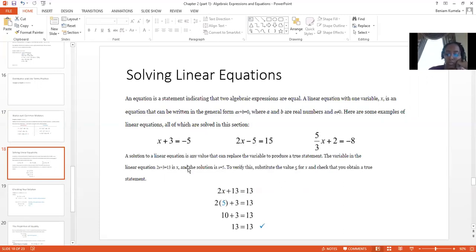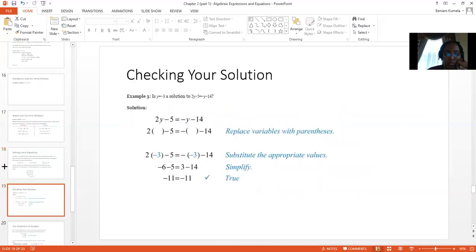So the solution to a linear equation is any value that can replace the variable to produce a true statement. So for this equation, the answer is x equals 5. To prove that this is correct, you can substitute 5 in for x, and it should give you the same thing on the left-hand side and the right-hand side. And this is how you check your solution to linear equations.